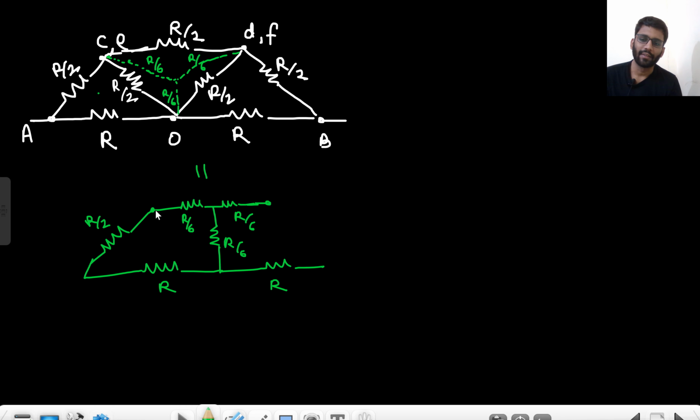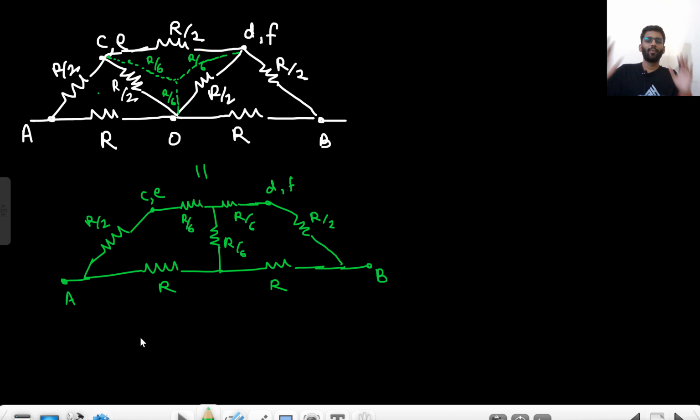This is DF, this is point CE, CE and DF. So again here also we are having R by 2. This is B, this is E. Are you able to understand this? We just converted this delta into this star. So either I can write it like this or I can write it like this as well.